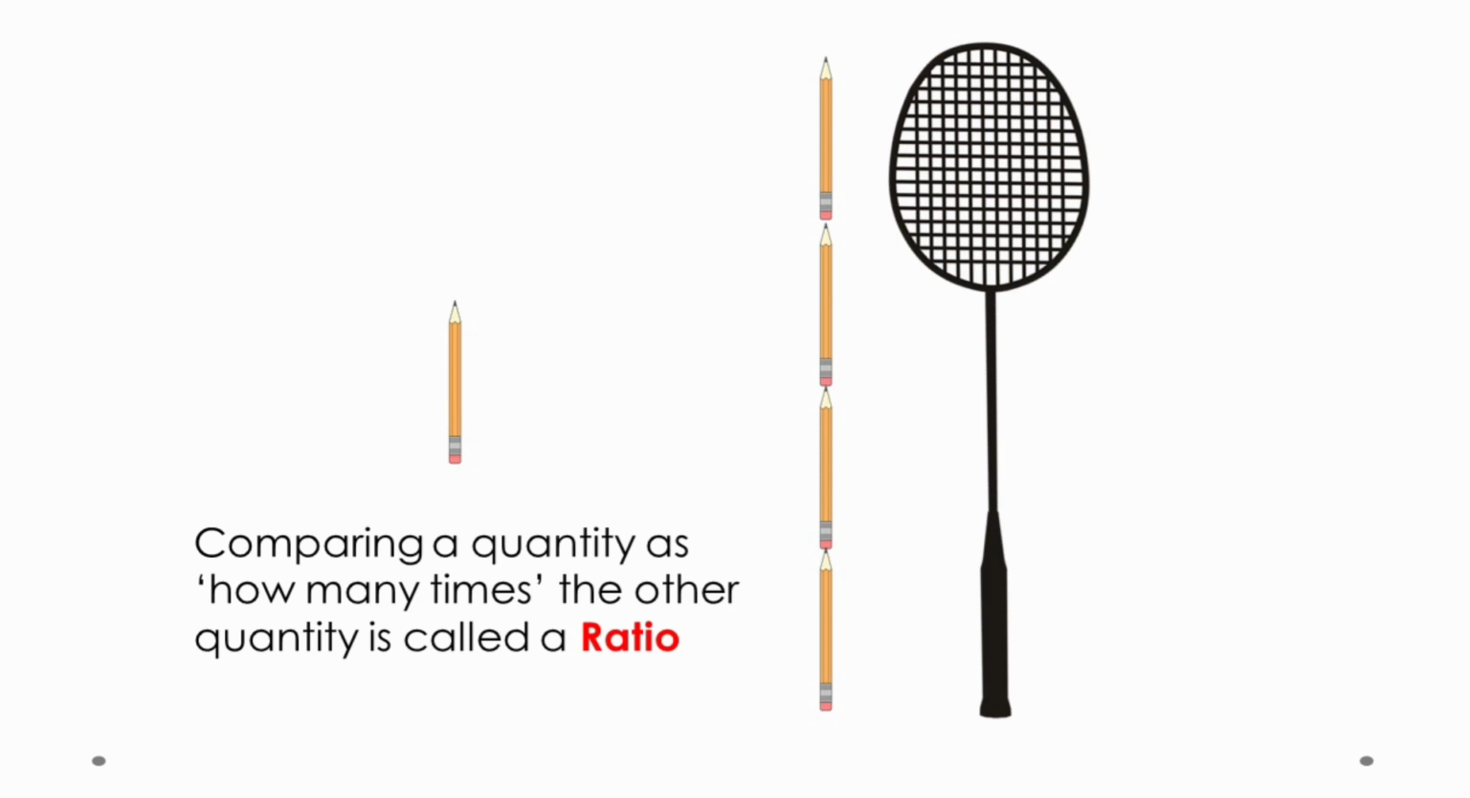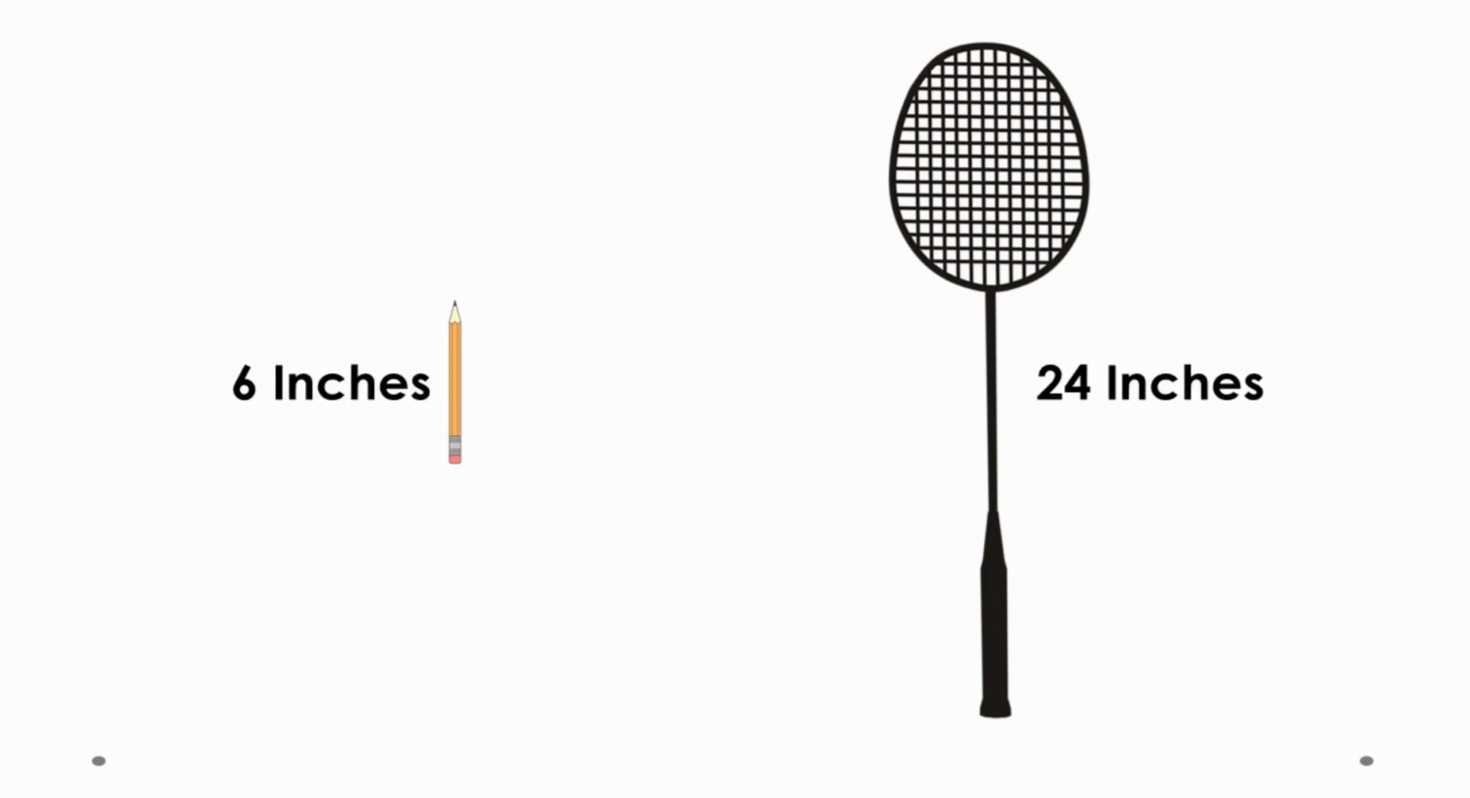Now, let's get back to finding the ratio using the lengths of two objects. 24 divided by 6 is the same as 4 divided by 1. 4 divided by 1 can also be expressed as 4:1. So this time we mathematically establish that the length of the badminton racket is 4 times the length of the pencil. Colon is the symbol used to denote ratio.